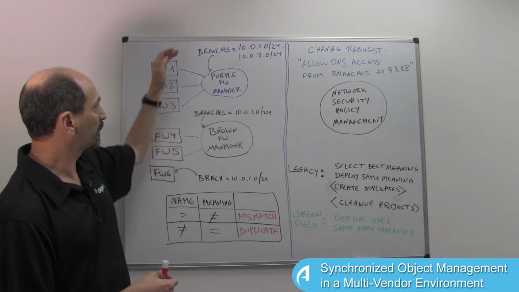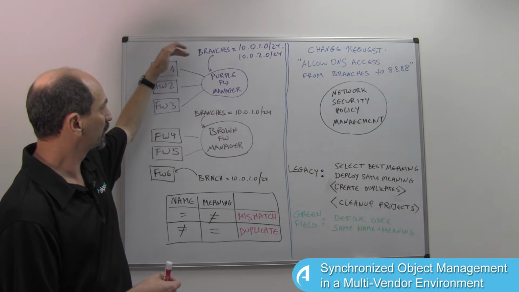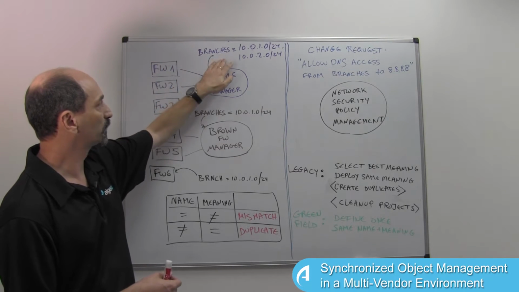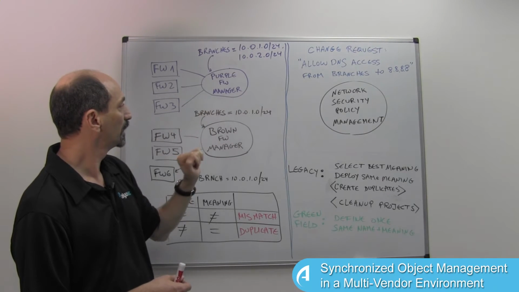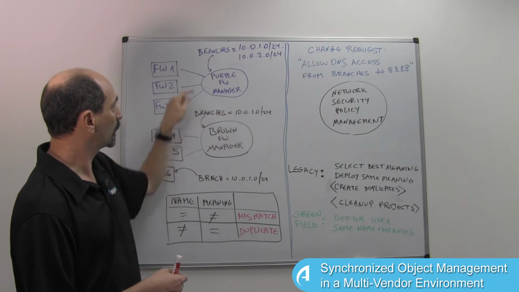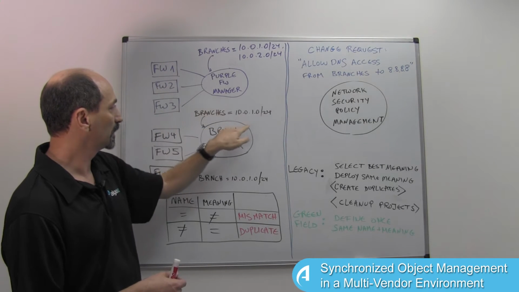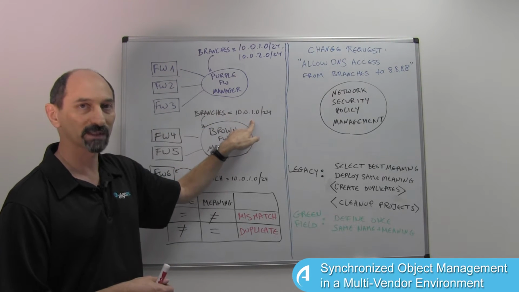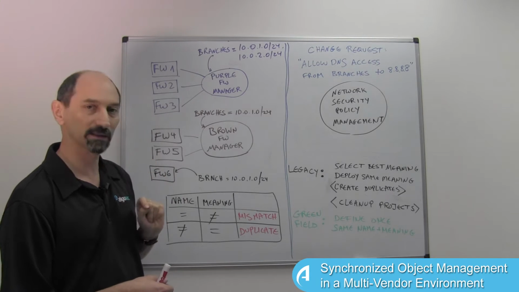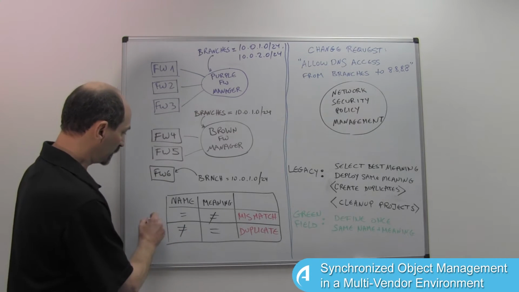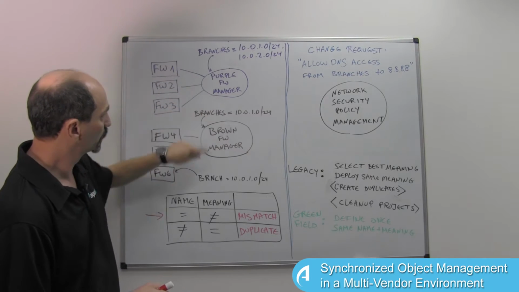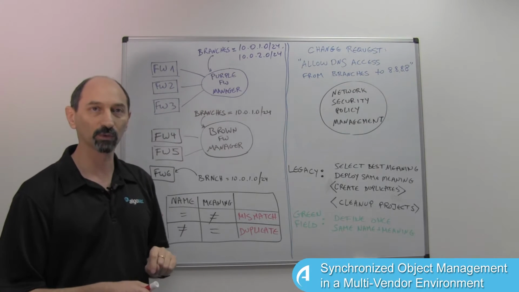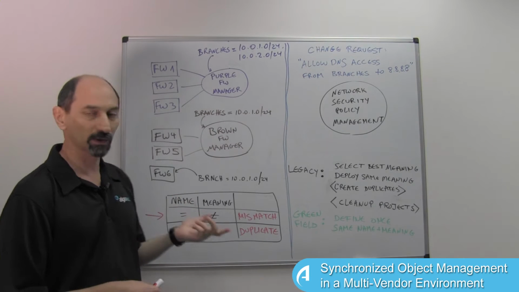One of them being, suppose you have a definition in the purple environment called branches, which means two separate subnets. And then in the brown environment you also have an object called branches, but it just has the one subnet defined as the meaning of this name. So you have a mismatch. You have the same name with two different meanings in the two environments. But that's not the only problem.